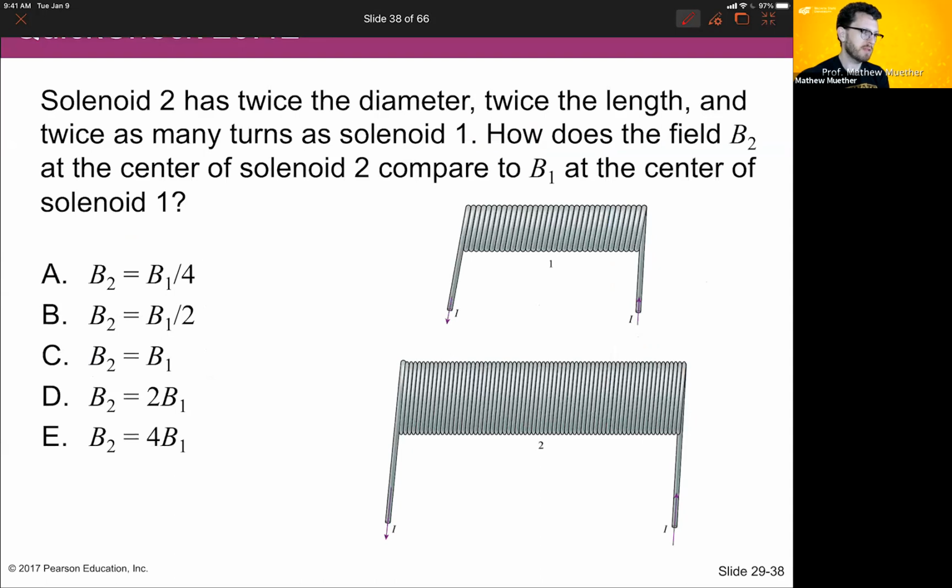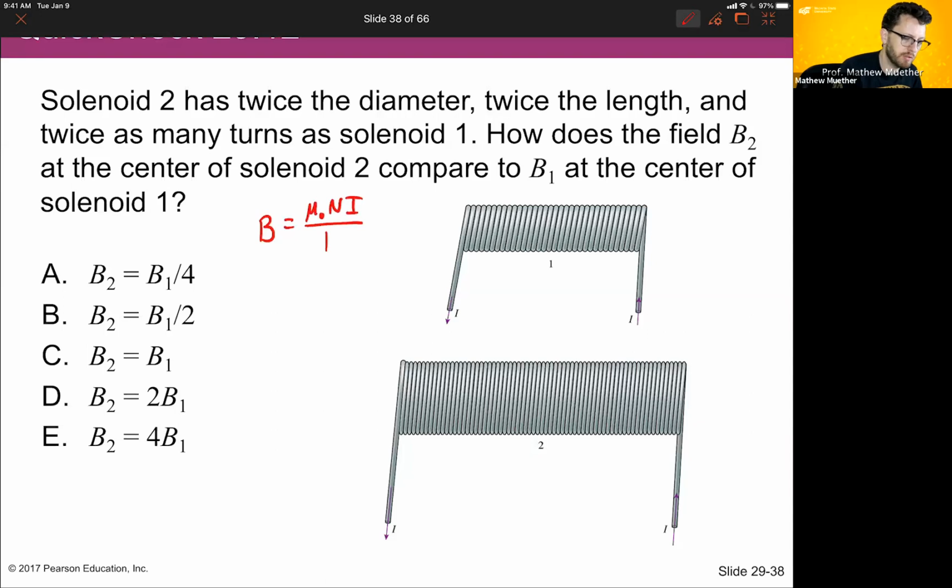Okay, what about this? What about a solenoid? We saw that I can calculate the magnetic field from a solenoid. It was something like mu naught times the number of turns times the current flowing through the solenoid divided by the length of the solenoid.